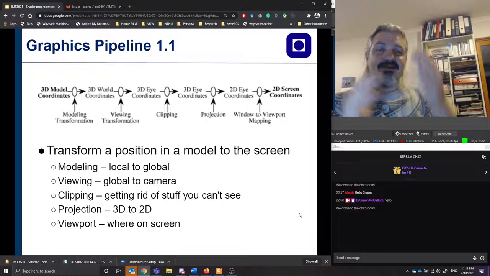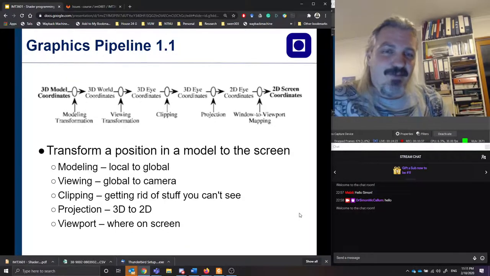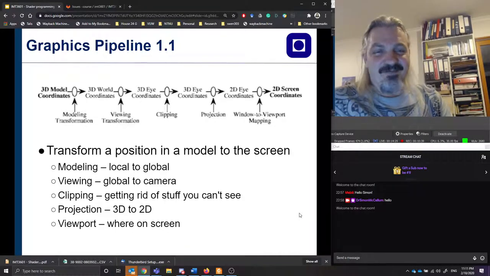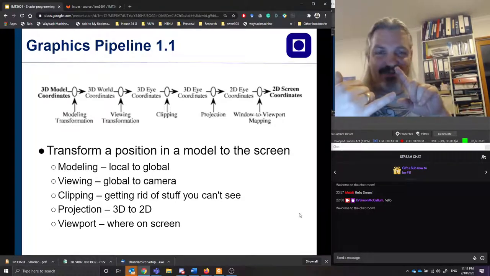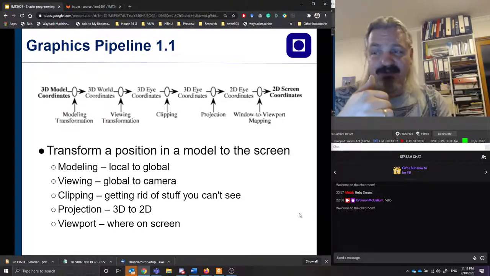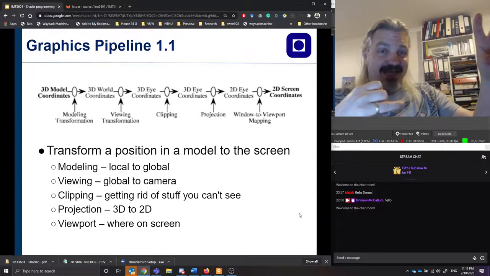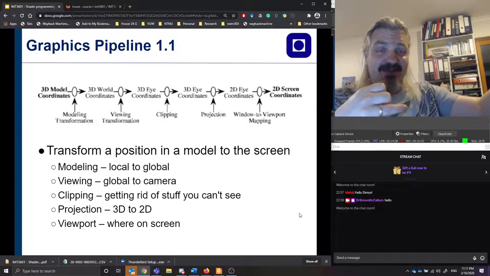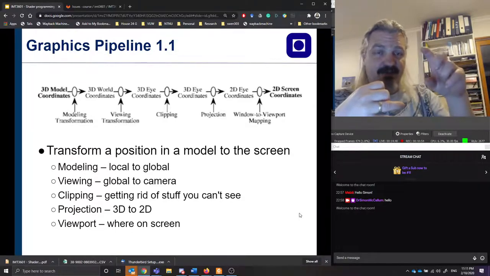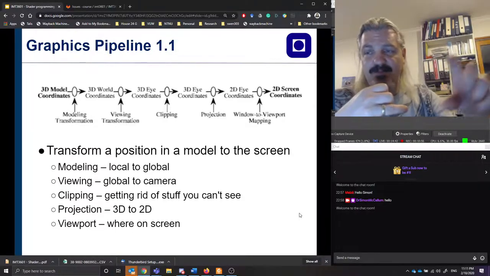Ta-da! You are doing the graphics pipeline 1.1. There you go. We're just automating that process, right? Because that process takes the tree you can see out your window as a 3D model. We take that tree, we know where it is in the actual scene, right? Because it has local coordinates, and then we put it out in the world.